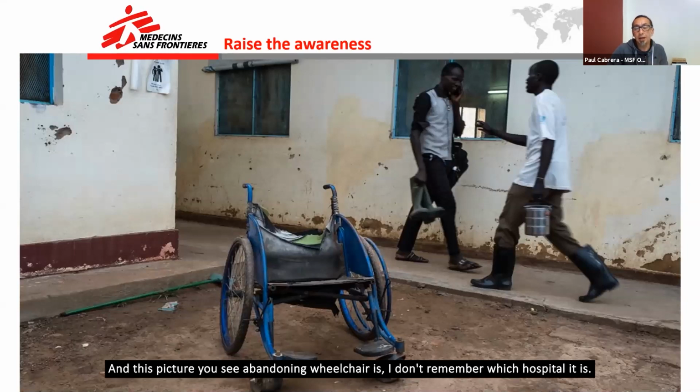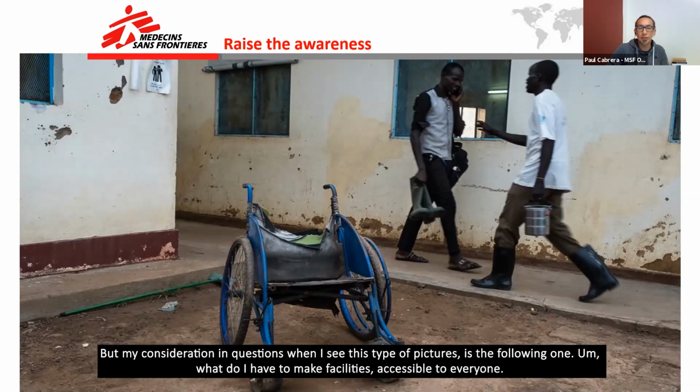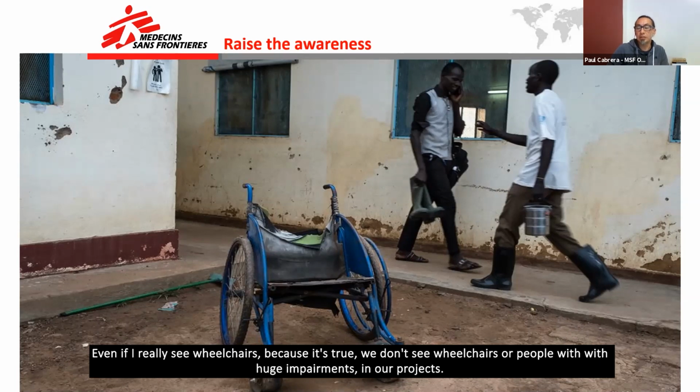In this picture, you see an abandoned wheelchair. I don't remember which hospital this is. But my question when I see this type of picture is the following: why do I have to make facilities accessible to everyone, even if I rarely see wheelchairs? Because it's true, we don't see wheelchairs or people with major impairments in our projects.